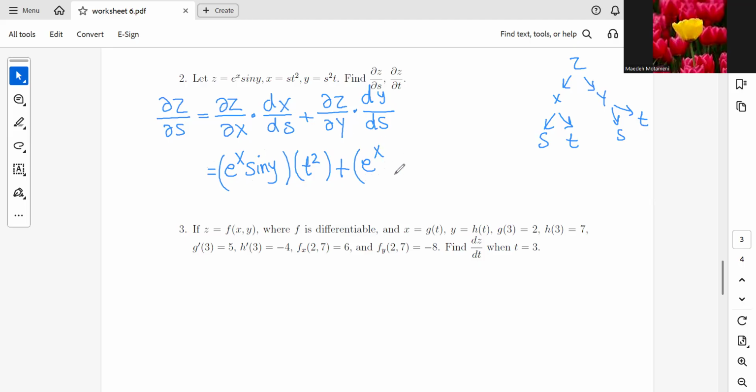We keep e to x here, and the derivative of sine of y is cosine of y, times the derivative of y with respect to s, that would be 2st.